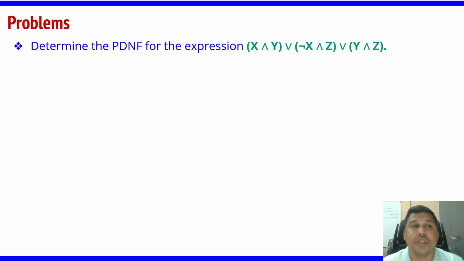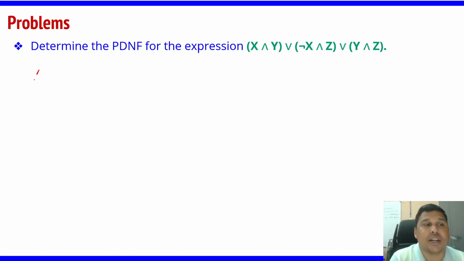Let's see some problems. Determine the PDNF for the expression. They are connected using OR, but this is in DNF form because I can see there are three variables X, Y, and Z. Convert this to PDNF. There are multiple ways of doing this. One way is using a truth table. Let's see the example of solving this using a truth table.